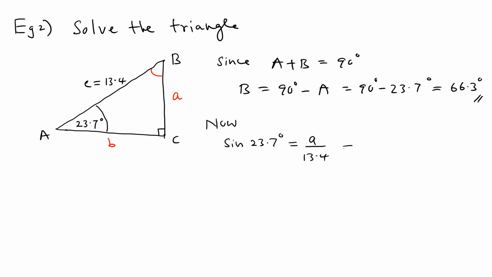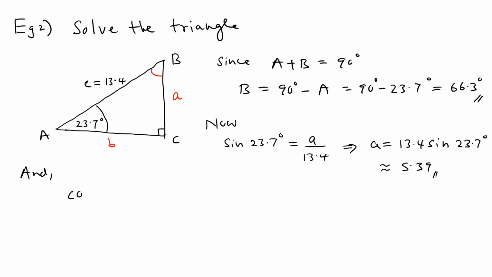From this, simply by cross multiplying you can see that a is simply 13.4 times sine 23.7. Now we can use a calculator and get the approximate value of that. It's going to be 5.39 up to 2 decimal places. So that's how you find a. We already know all three angles and we know a, so we can find b. To find b we can go with the cosine.